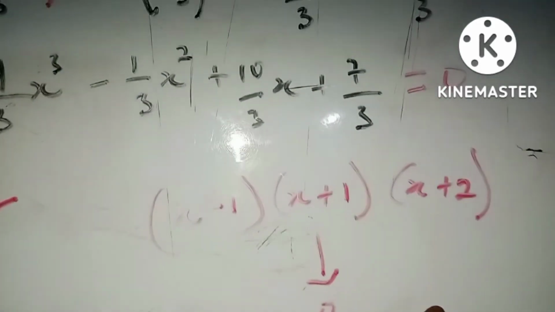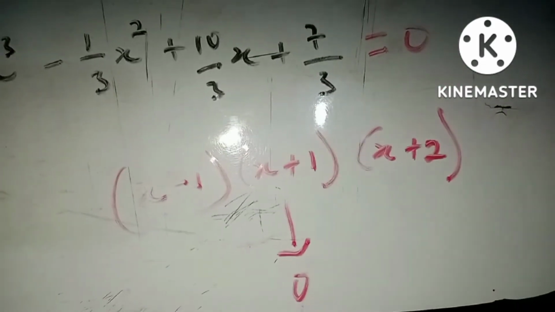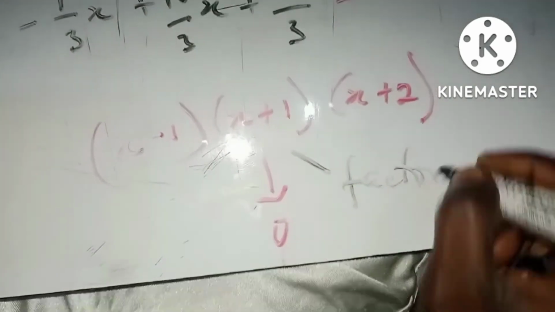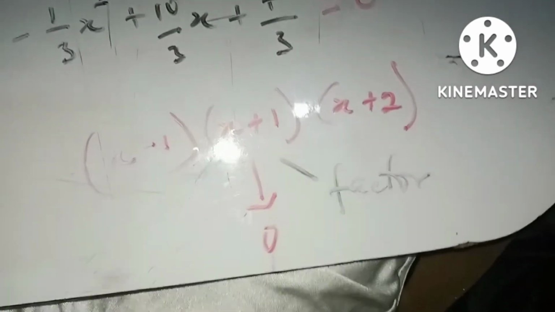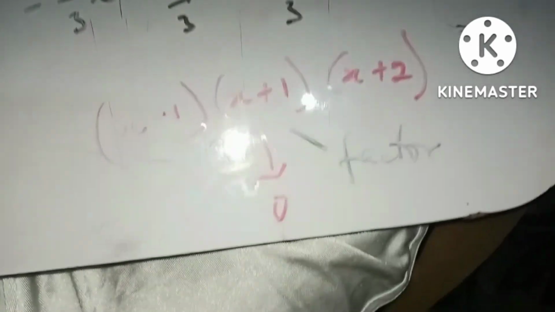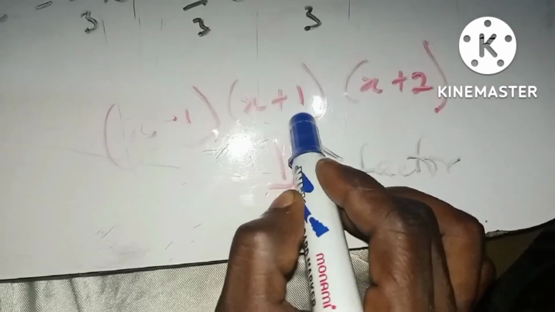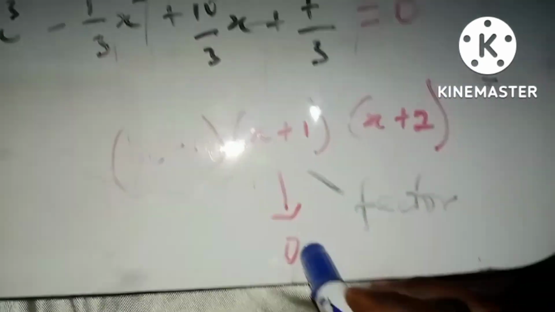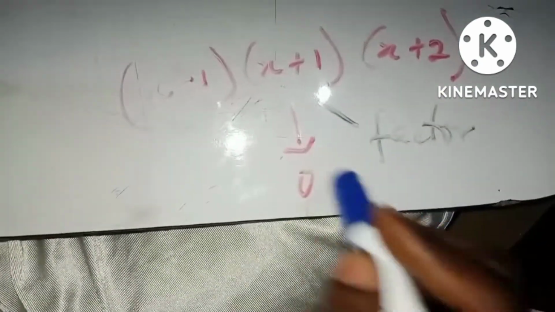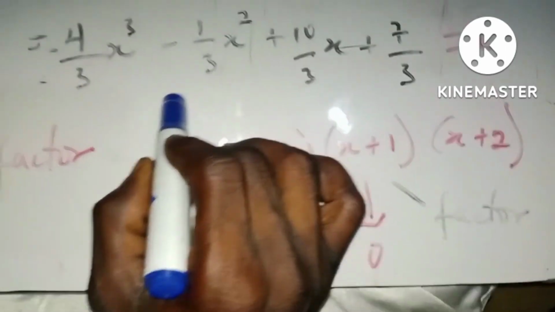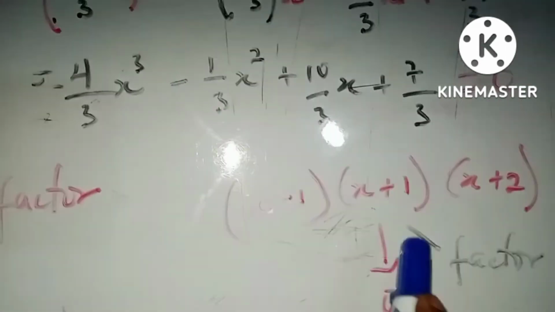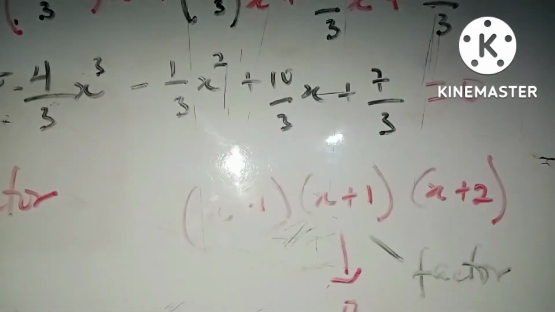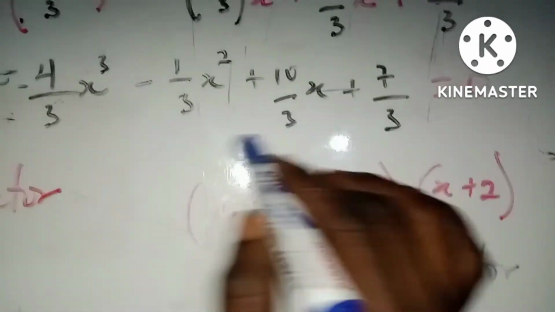So what this is telling me is that this is a factor. It is a factor because when I plug the value of x, which is -1, into this polynomial, the answer I get is equal to 0. That is what guarantees that only this one is a factor of this polynomial. So why is it that x minus 1 and x plus 2 are not factors? I need your answer in the comment section below. Only this one is a factor of this polynomial.